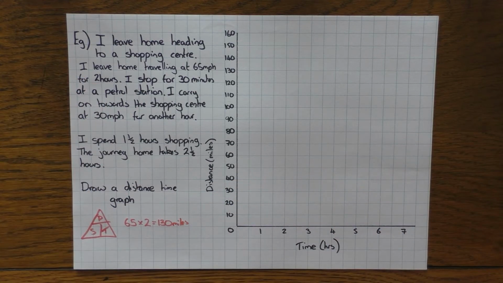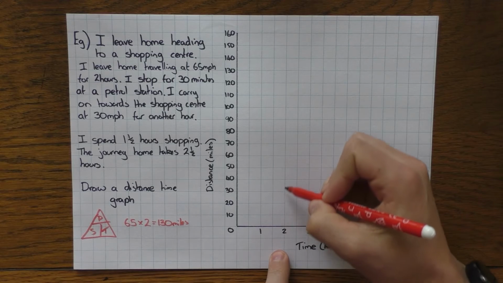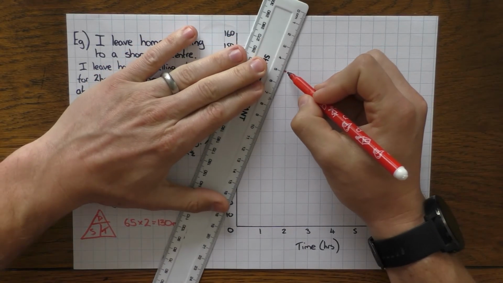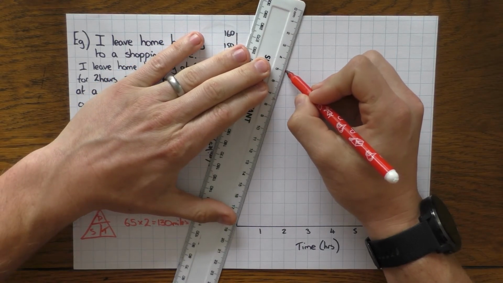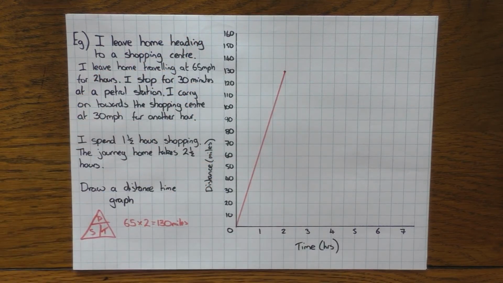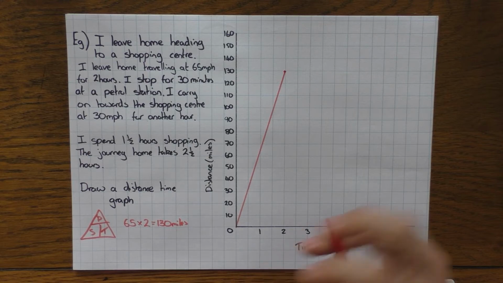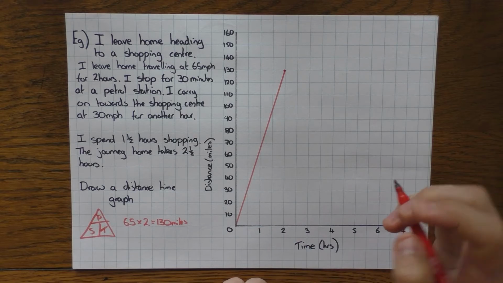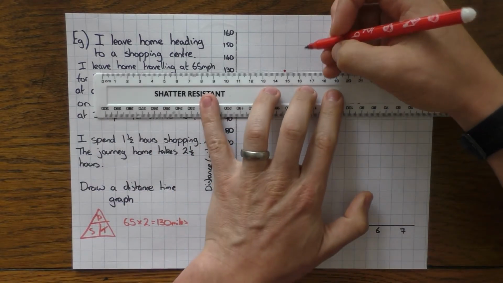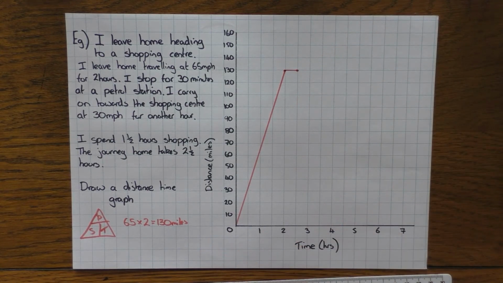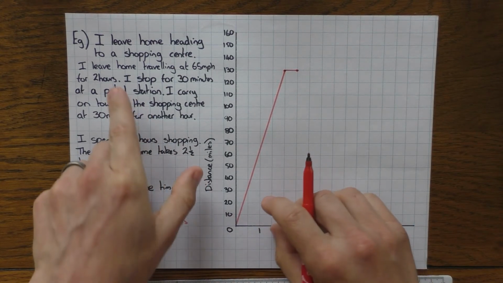In 2 hours. Okay, so 2 hours is here, and I've gone 130 miles. And it's constant average speed, no acceleration here, so it's a nice straight line, like so. Okay, I stop for 30 minutes at a petrol station. Now each hour is 2 squares, which means 30 minutes, which is half an hour, will be 1 square. So there's me stopping. I'm going to put a little point there. There's me stopping for 30 minutes.